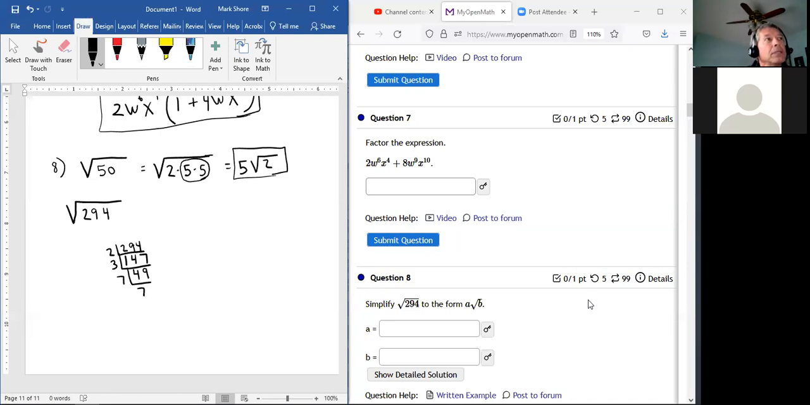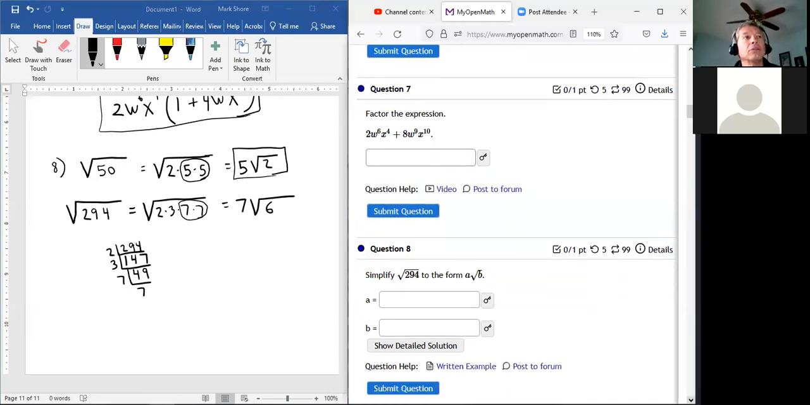Just like I broke down the square root of 50 into 2 times 5 times 5, I broke down the square root of 294 into the square root of 2 times 3 times 7 times 7. And what you do is you take out 1 for every pair. This is 49 right here, 7 times 7 is 49, and the square root of 49 is a whole number, 7. The only thing left underneath the square root is 2 times 3, which is 6. So that would actually be the answer to that problem.